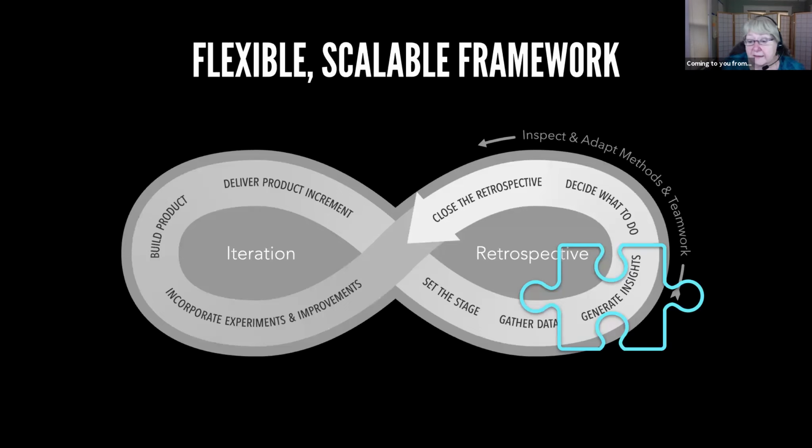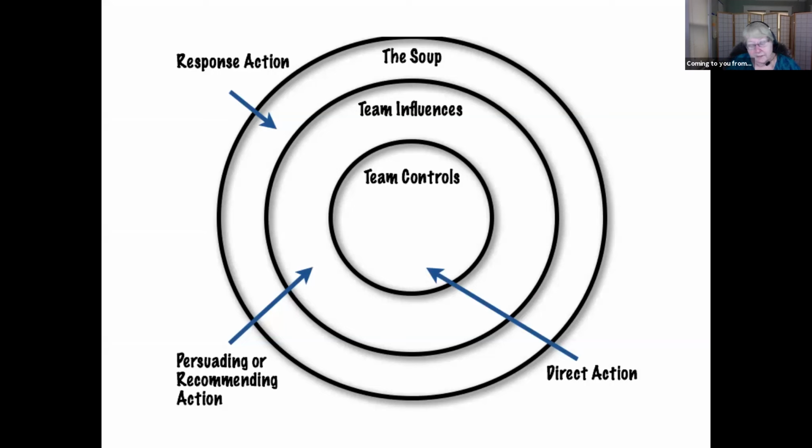So once we have that, then we move to generating insights. One of the things I really like to use is this circles and soup activity, where we get actions, or we get issues, and we put them on whether the team controls them, whether the team can influence those issues, or whether the team has no influence over those issues. It's just something that happens that the team has to deal with, which we call the soup. And then we look at those issues and we say, for the ones the team controls, where can we take direct action?